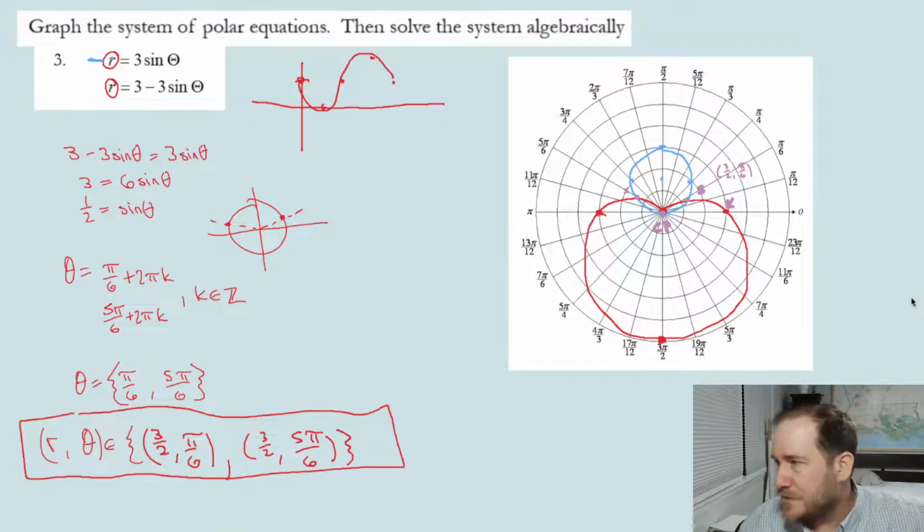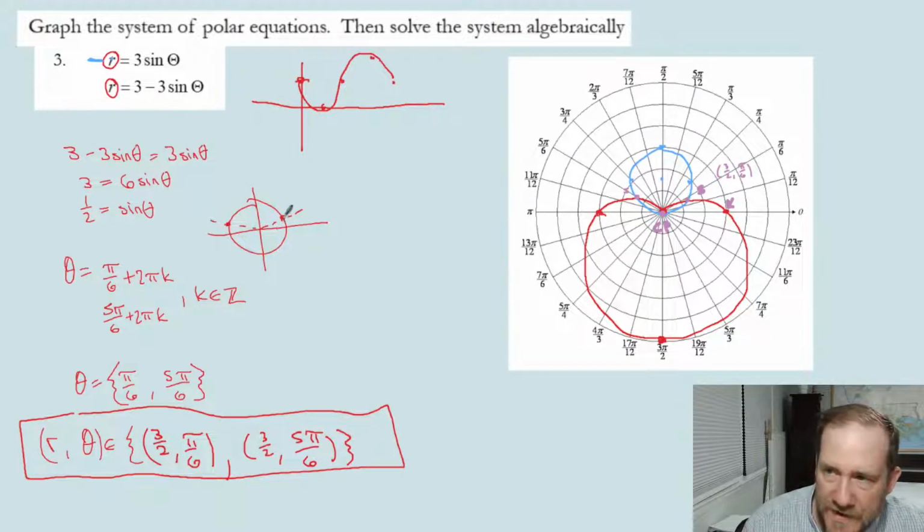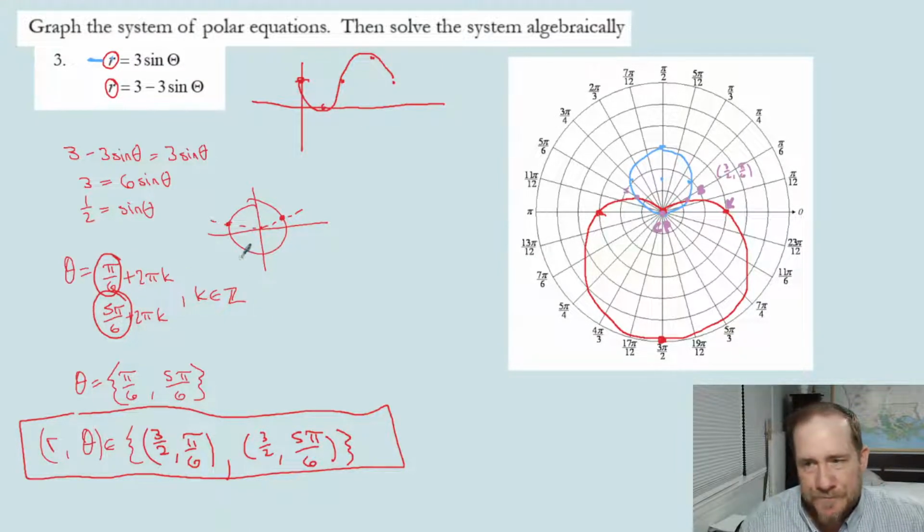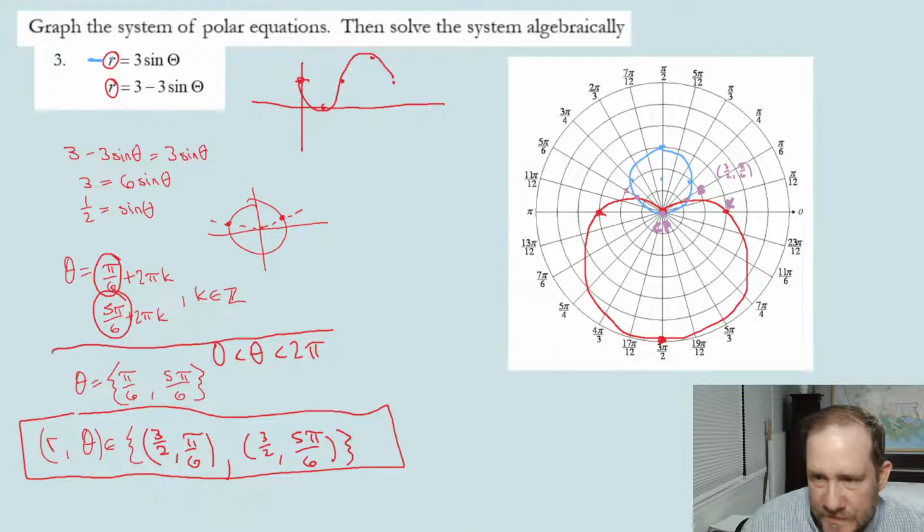And at that point I knew when sine was a half, because I know my unit circle. Sine is a y value, and y values are a half at 30-degree reference angles here and here. So that told me I wanted pi over 6, and 5 pi over 6 plus 2 pi k. So if I'm limiting my thetas to just the first trip around the unit circle, then my particular solution is just those 2 theta values.